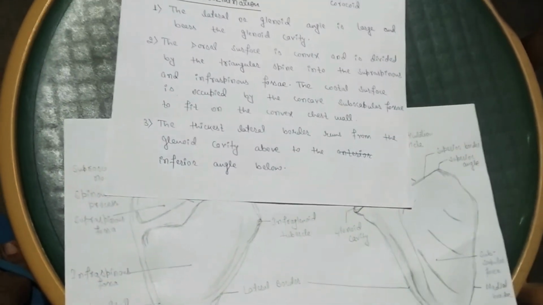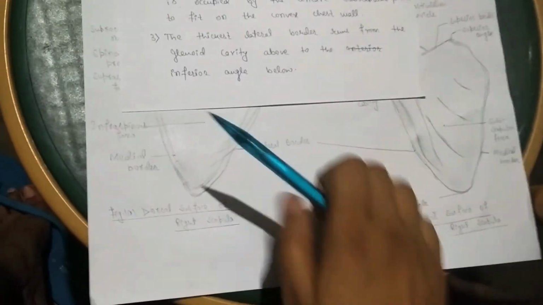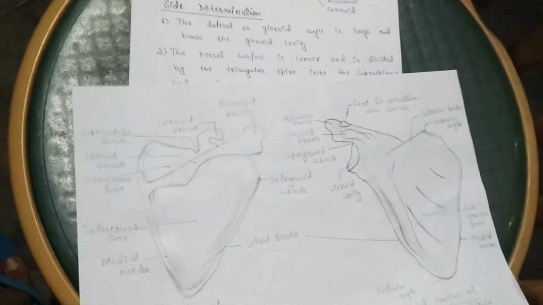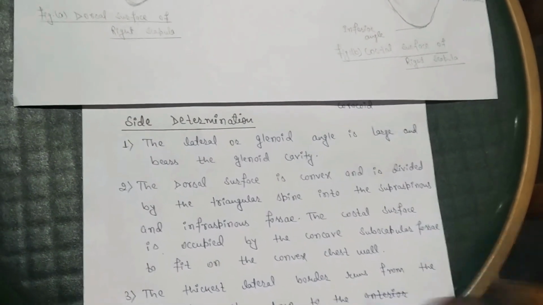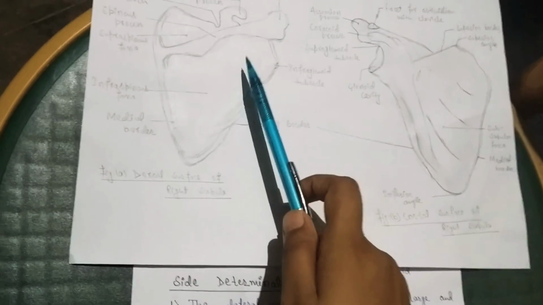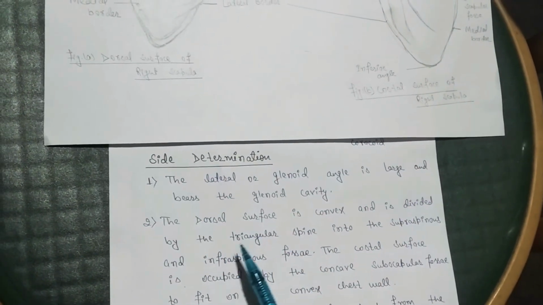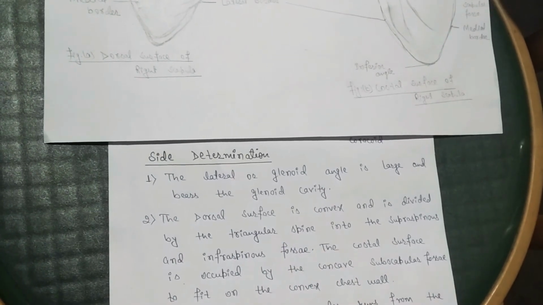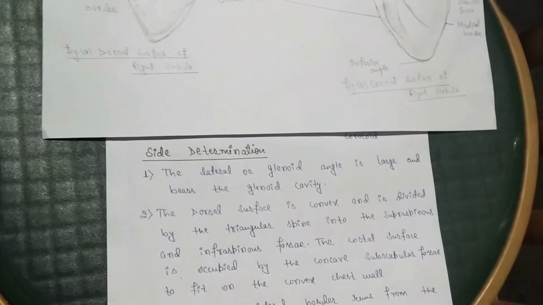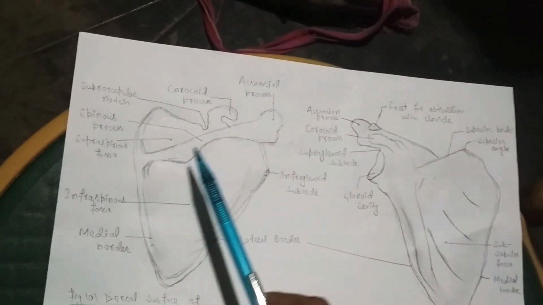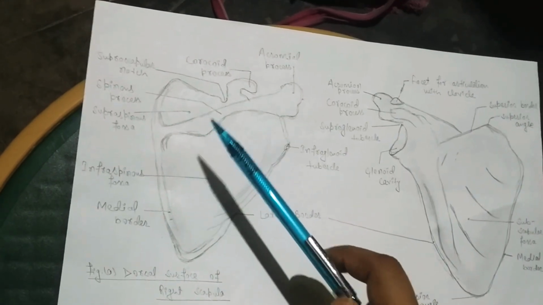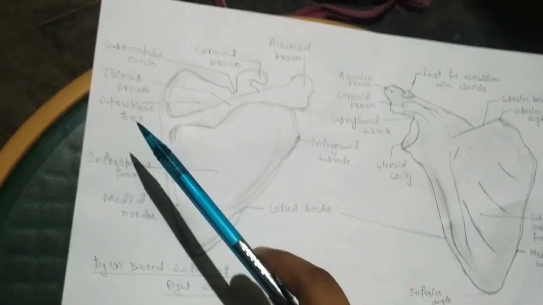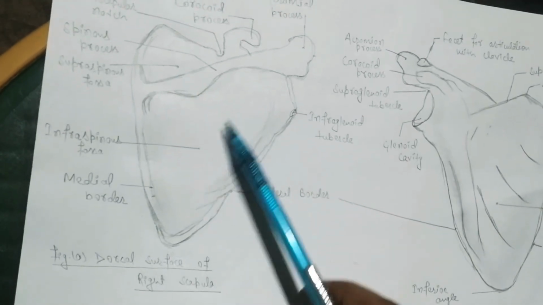So let's start with the dorsal surface. The dorsal surface is convex. You can see, this is convex and is divided by the triangular spine into the supraspinous and infraspinous fossae. You can see this is the triangular spine. This is the supraspinous fossa and this is the infraspinous fossa.